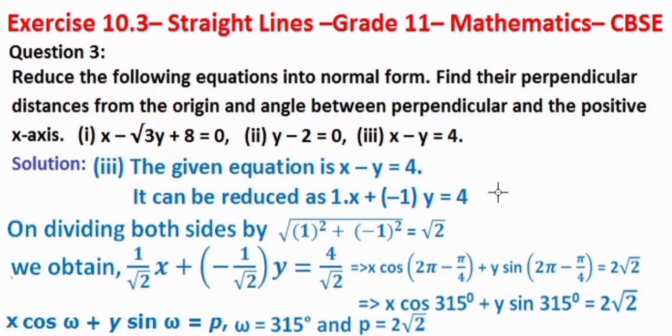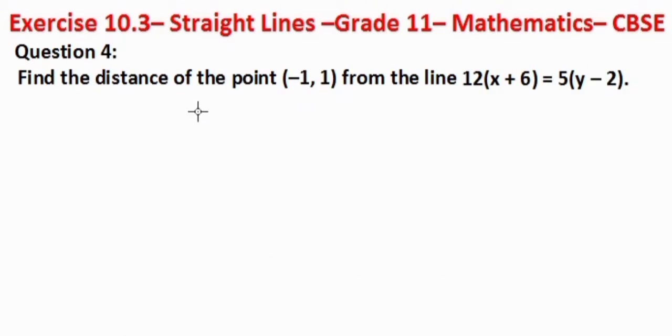Now let us discuss the fourth question. Question number 4. Find the distance of the point -1, 1 from the line 12 times x plus 6 is equal to 5 times y minus 2. Okay. For this, first you have to reframe this equation, then we have to apply the point -1, 1. Then using the distance formula, we can find the distance. Let's go to the solution.